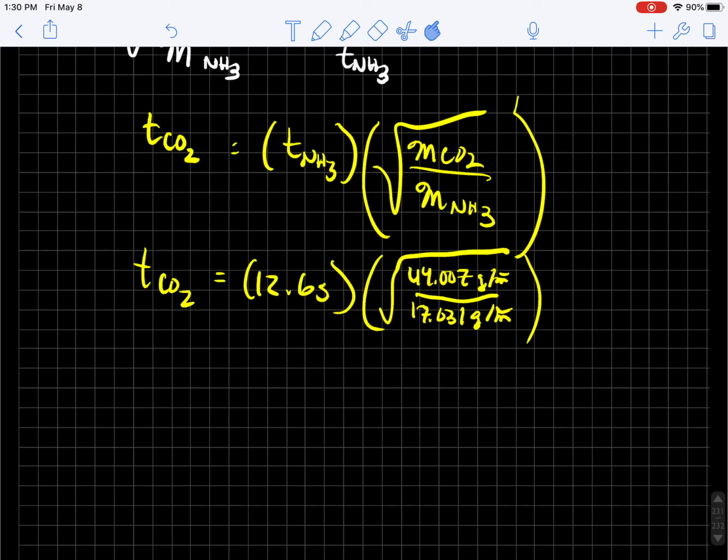All right, so let's do that then. 44.007 divided by 17.031, 2.583. Take the square root of that and multiply that by 12.6. I get 20.25, which again, the new rule for 0.5 is that you round to the even number. So 20.2 seconds.